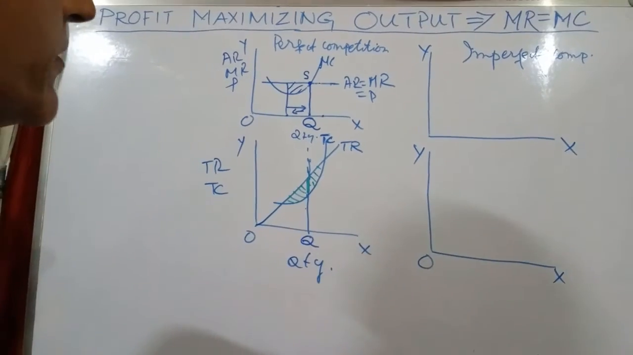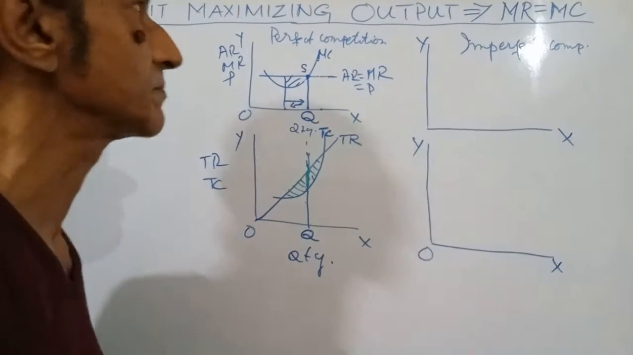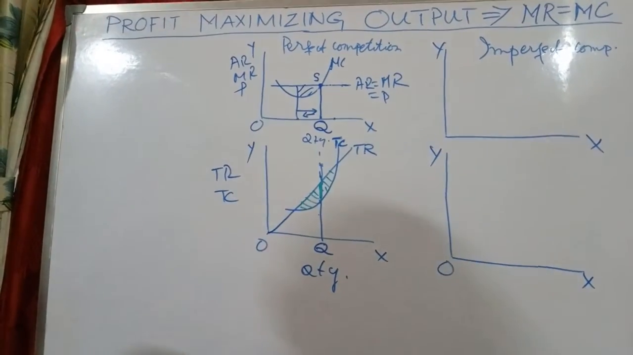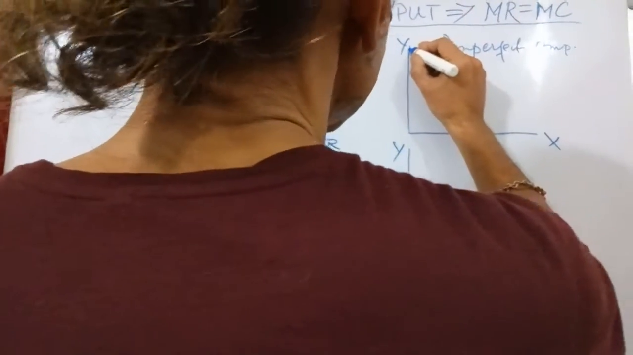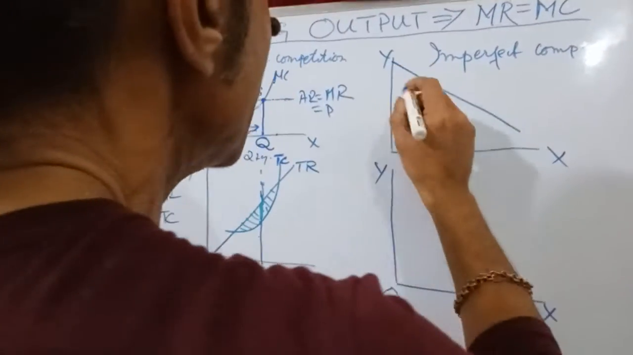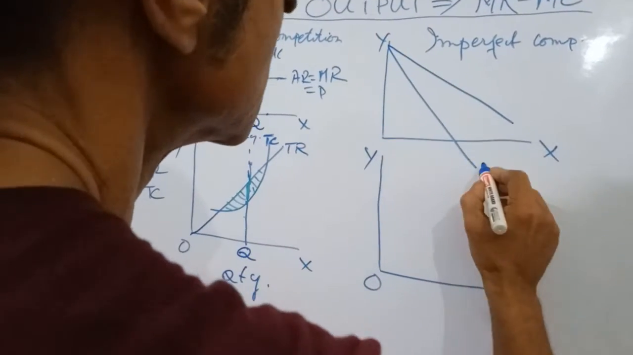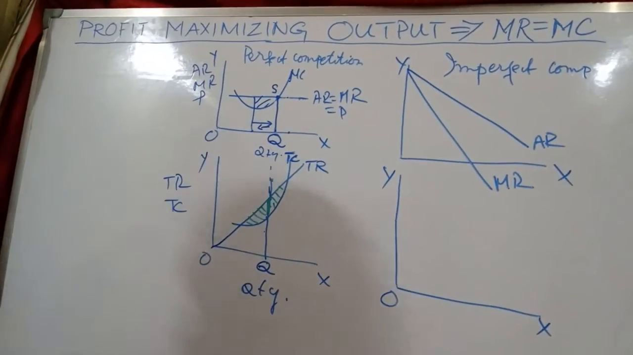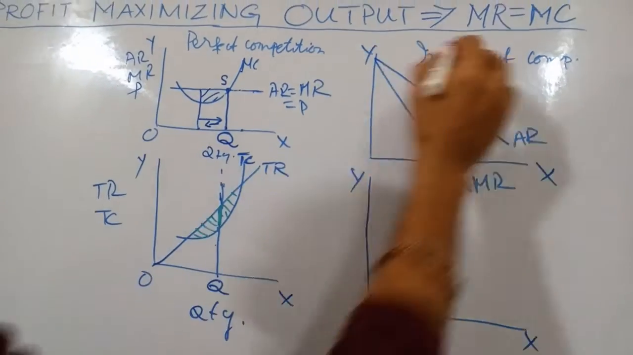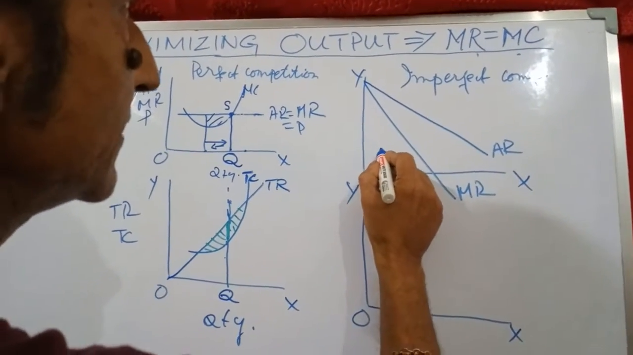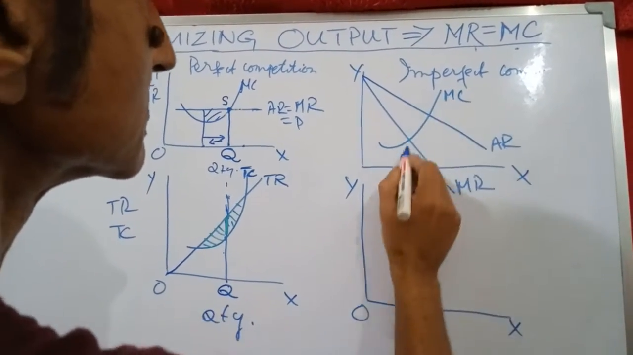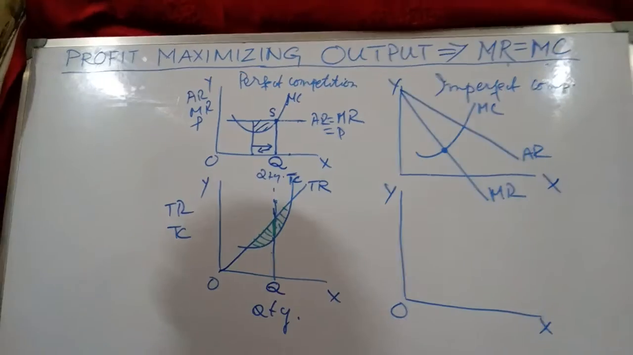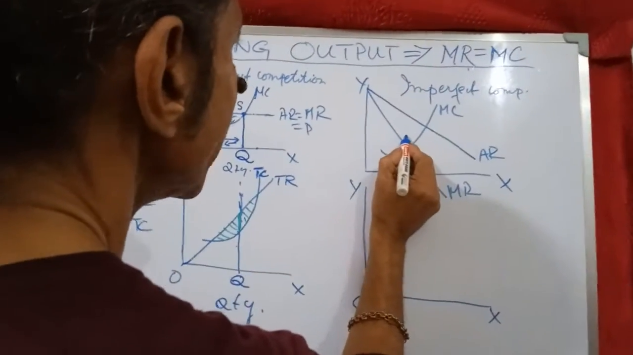Now we move to imperfect competition. In imperfect competition, AR and MR are not horizontal but downward sloping. So let the AR curve be like this, and MR lies below AR. This is MR, this is AR. The condition is MR will be equal to MC. Let this be the MC. At this point, MC intersects MR. Let this be point T.